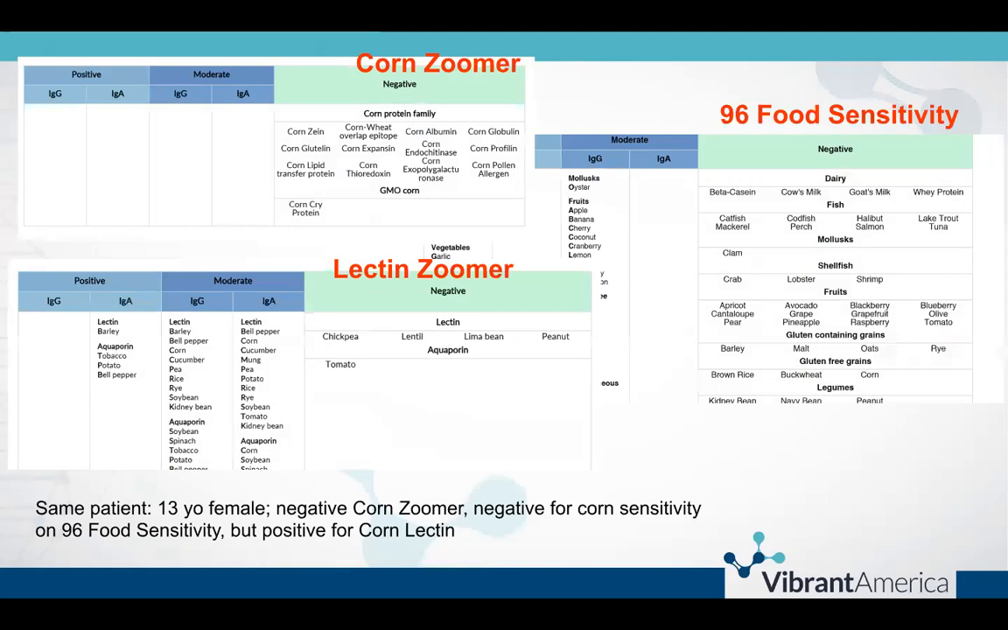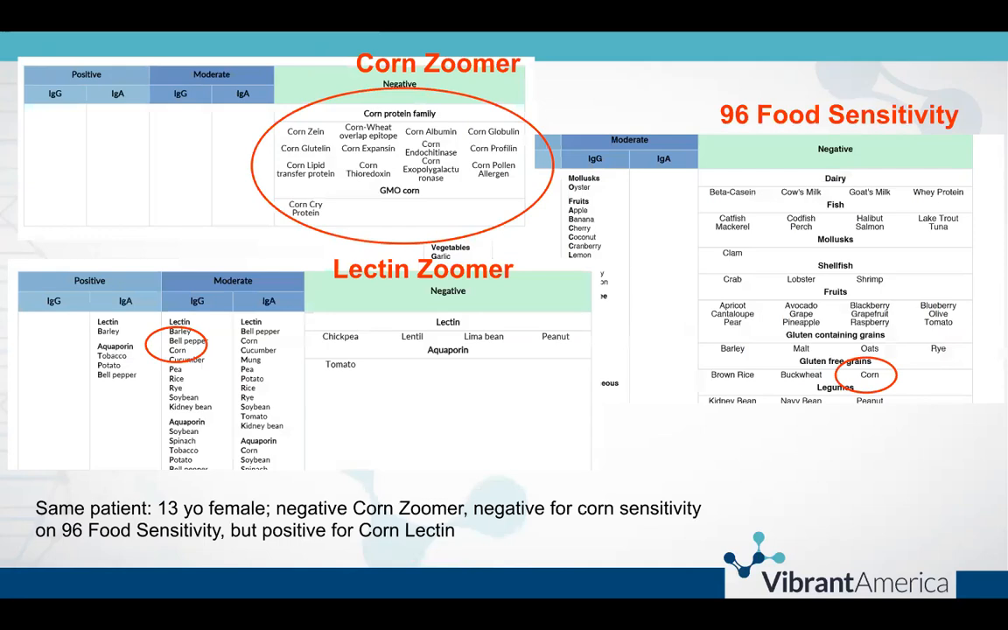And so we have here a really good example of a patient. All 3 of these tests were run on the same patient, a 13-year-old female. She had a corn zoomer, a food sensitivity, and a lectin zoomer. And you can see that the corn zoomer was actually completely negative. So all of the proteins or peptides present in corn were completely negative. Her food sensitivity was also completely negative. And her lectin zoomer, however, showed moderate IgG antibodies, as well as IgA to corn lectin.